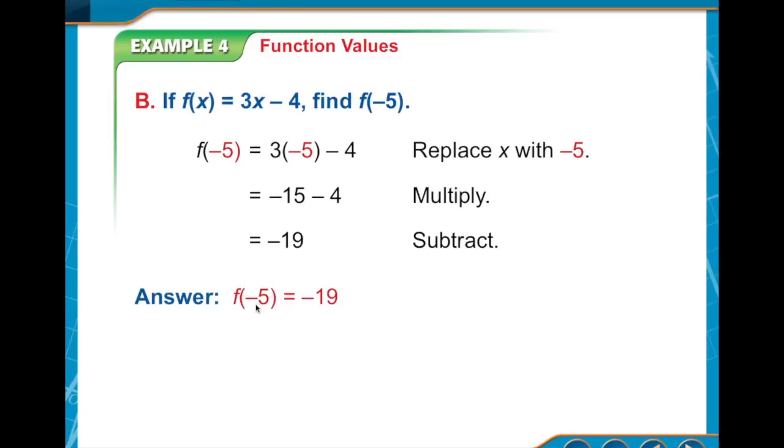And there we have that. And again, this is also another point. We could write this as the point. We said x is negative 5. That's our input. And when we put in a negative 5, our output was a negative 19. So that represents a point, negative 5, negative 19.